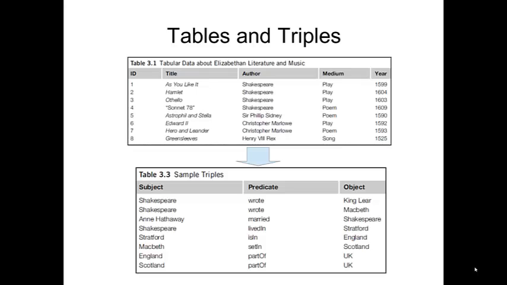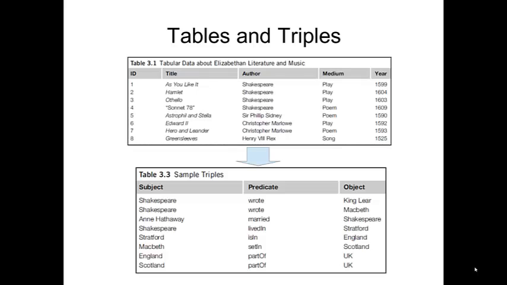As You Like It, Shakespeare, play, okay? So we know the columns, we know the title of the thing that was written, we know the author, and we know that the table is about writing. So it's easy enough to extract out these triples. And we've got some example other triples here. So we've got things about who wrote what, but we've also got some information on other things. For example, Anne Hathaway married Shakespeare.